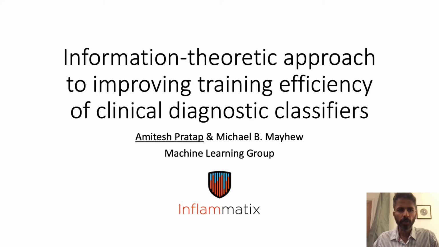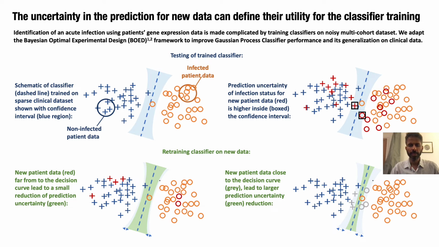And today I'm going to be talking about an information theoretic approach to improving the training efficiency of clinical diagnostic classifiers. Machine learning classifiers can be used to diagnose acute infections using patients' gene expression data. Such classifiers are typically trained on sparse clinical data obtained from multiple different data sets. This leads to a high level of uncertainty in predicting the infection status of the patient.